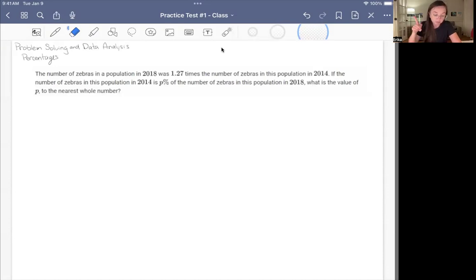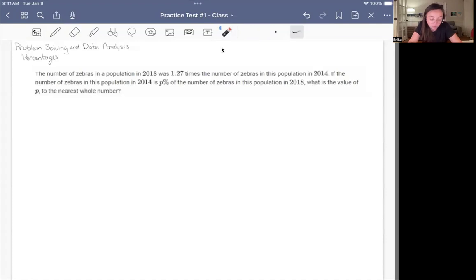But let's get started. This is from the problem solving and data analysis domain. If you look on your SAT or practice SAT, they'll break down what you need to work on. The skill for this one is percentages. All right, let's jump right into it.